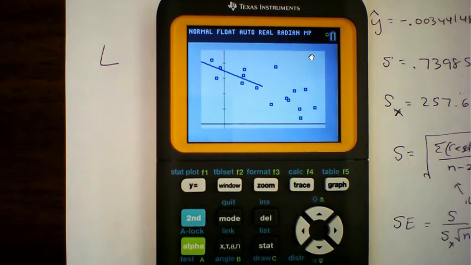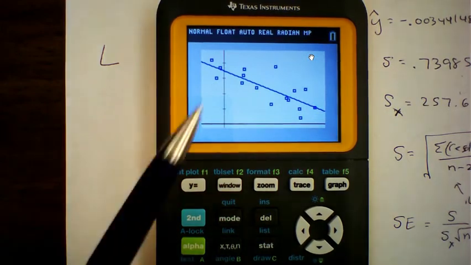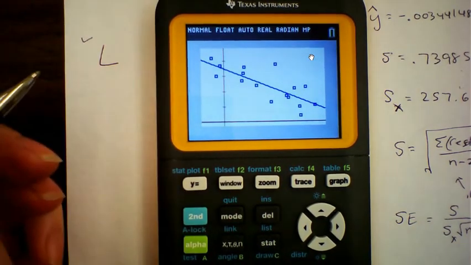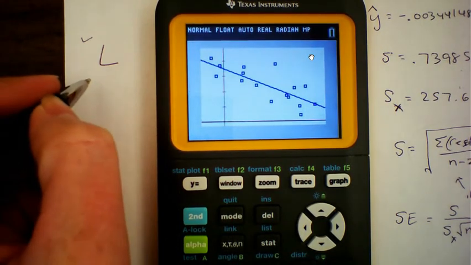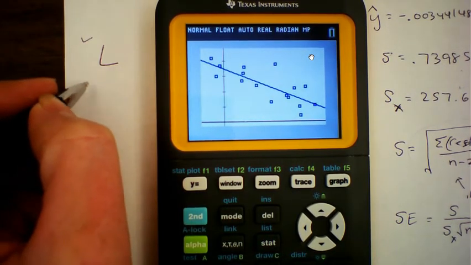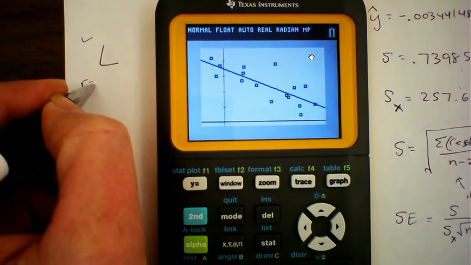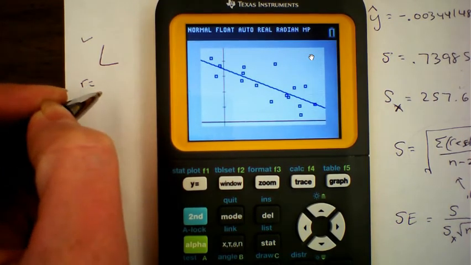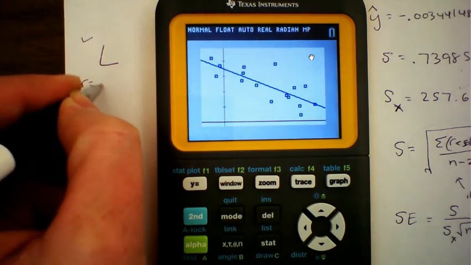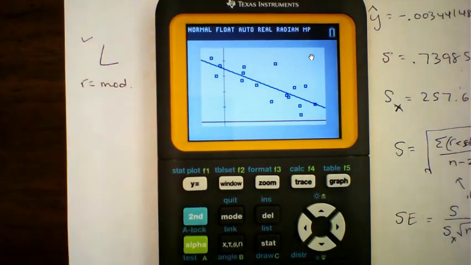And there it is. Remember, I had stored the equation. That's why you see the equation there. So that is looking linear. Form is linear. Direction is negative. Strength, we saw the R value was, I can't remember what it was now, but they did give us an R value, and I think we said that it was moderate. Okay, so that was checking the L.